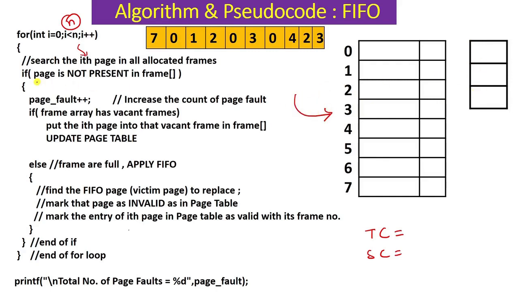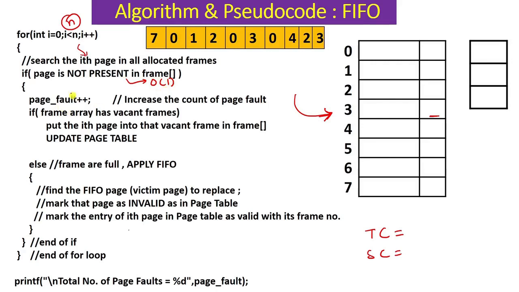We have made the function is page present, which checks the page table's valid bit or invalid bit, whether that is 0 or 1. That will take just constant time, because we are directly accessing the page table for that particular page. So is page present has a time complexity of O(1).